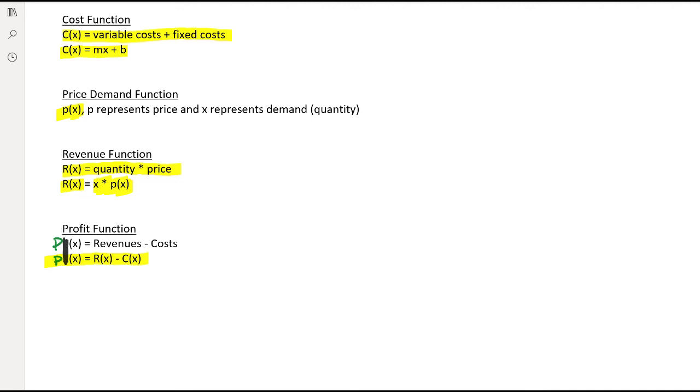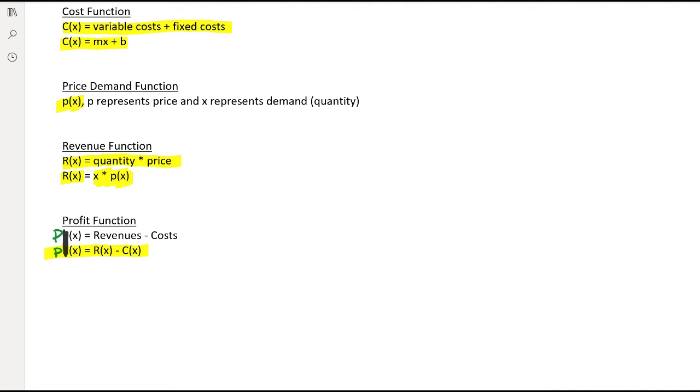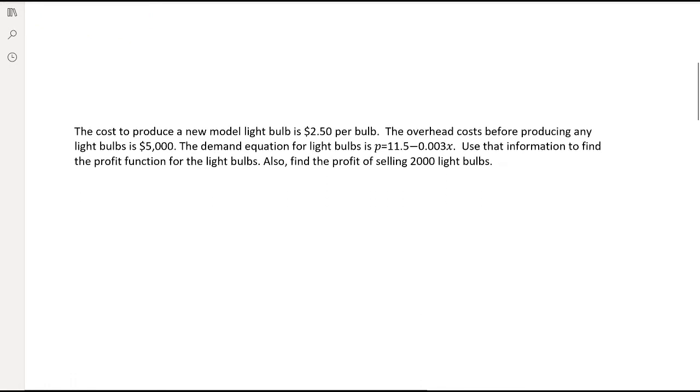Now I want to get into 2 examples. Let's look at the first one.